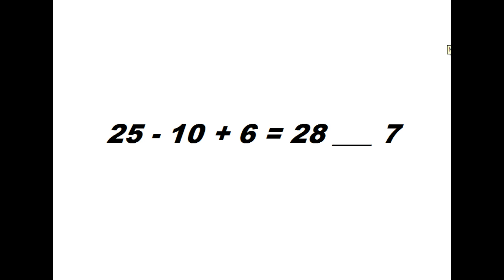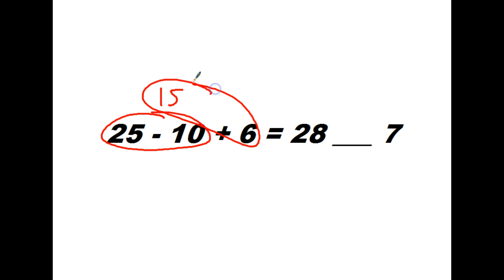25 minus 10 plus 6. Subtracting and adding are equal power, so I want to do the subtracting first. I get 15. 15 plus 6 gives me 21. 28 something 7 is going to get me to 21. So my number is getting smaller, so I want to subtract or divide. Let's try out the subtracting. 28 minus 7, 21. So that happens to work.